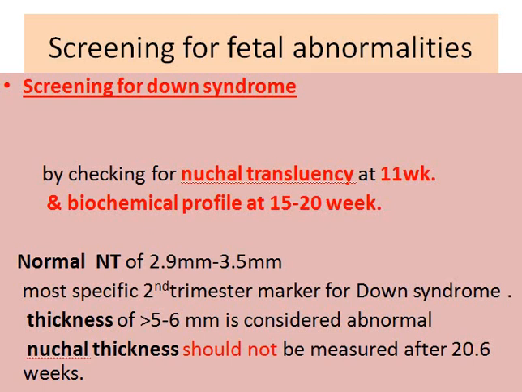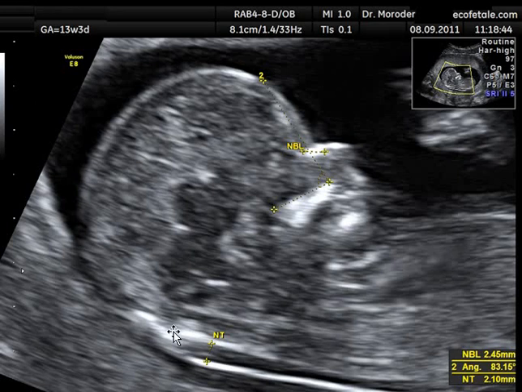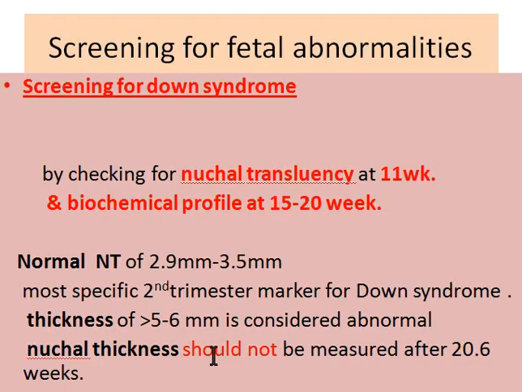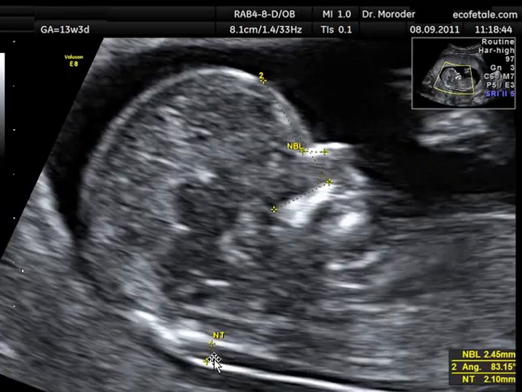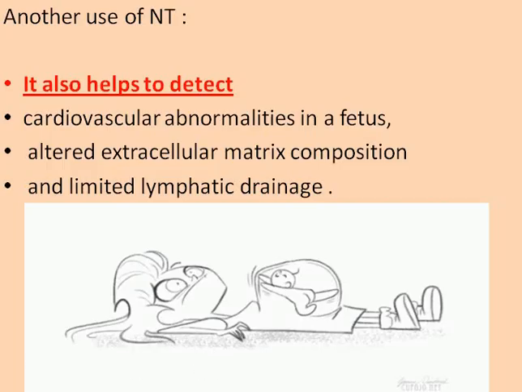Now normal nuchal translucency is between 2.9 millimeters to 3.5. This is an area between the fetal head and the amniotic cavity. It should normally be between 2.9 millimeters to 3.5, but if the thickness is more, this is considered abnormal. This can also help us detect cardiovascular abnormalities in the fetus, altered extracellular matrix composition, as well as limited lymphatic drainage.